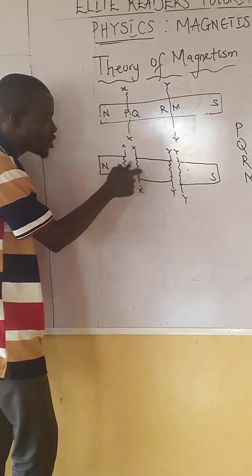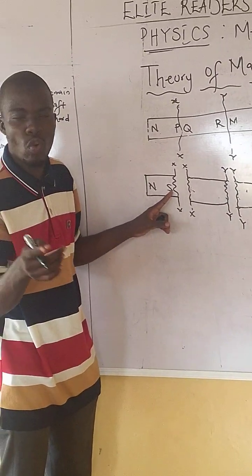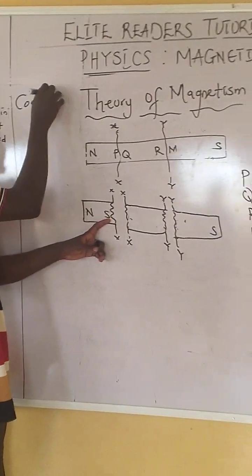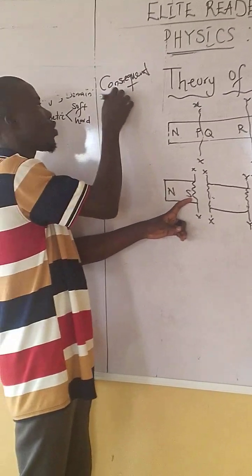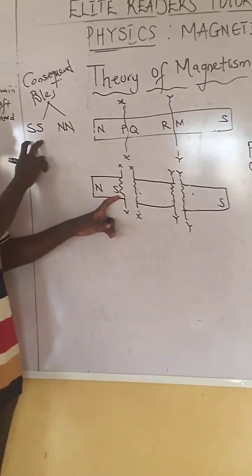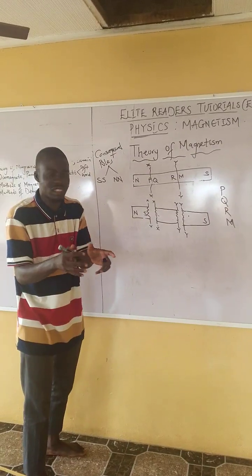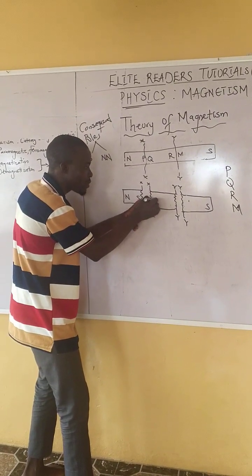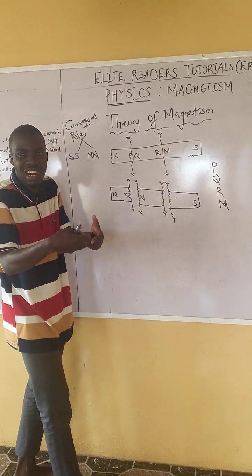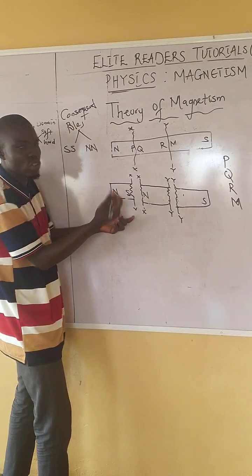And how do I know the polarity of this place? This and this must not form consequent poles. What do I mean by consequent poles? Consequent poles are poles that are the same; they can be south or north. And if you have consequent poles, they will not cancel out. So we must have magnetic neutrality. So if this place is south, automatically this place will be north, so that after cutting it, they will have magnetic neutrality. What do I call it? Magnetic neutrality. Because if it is south, it will not cancel out.